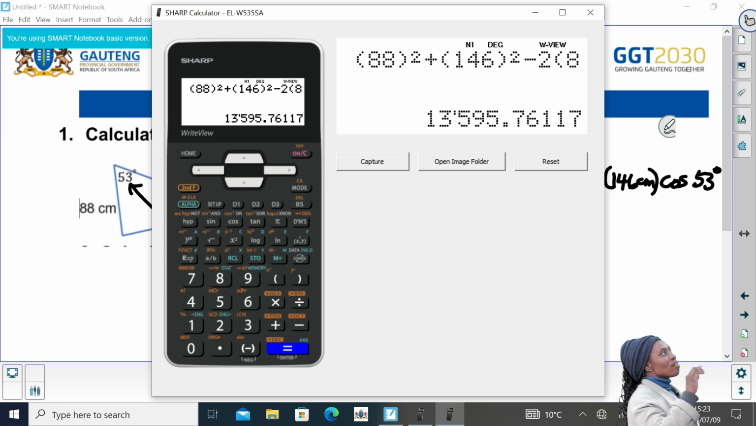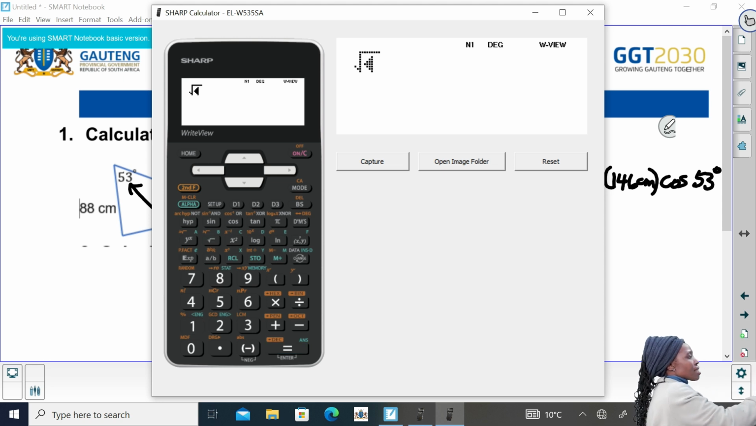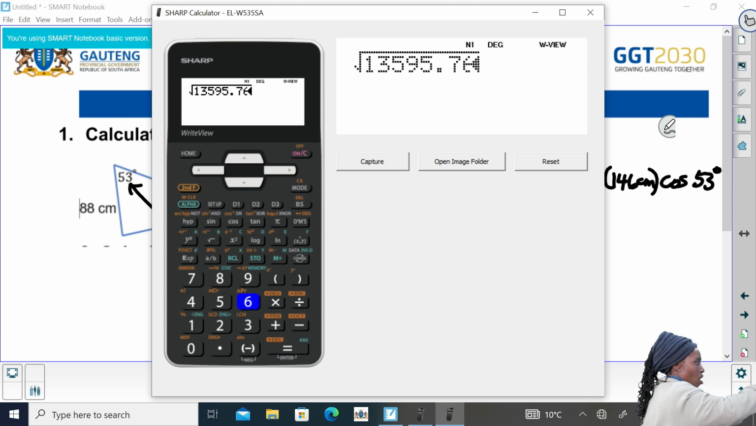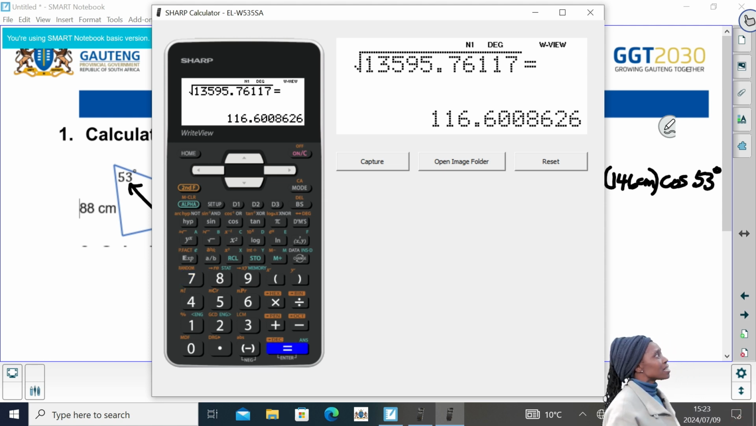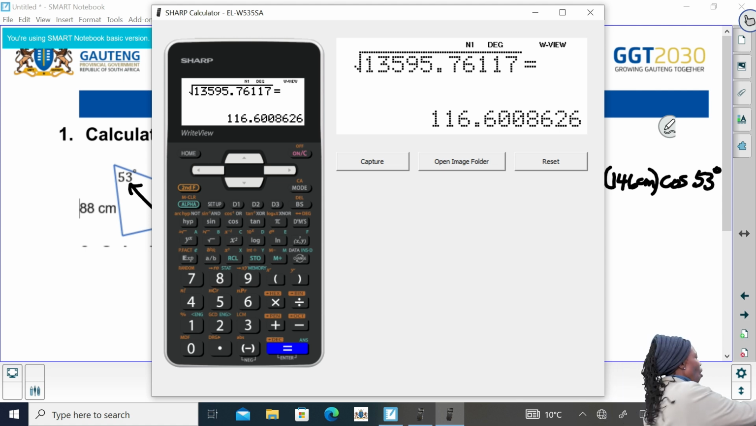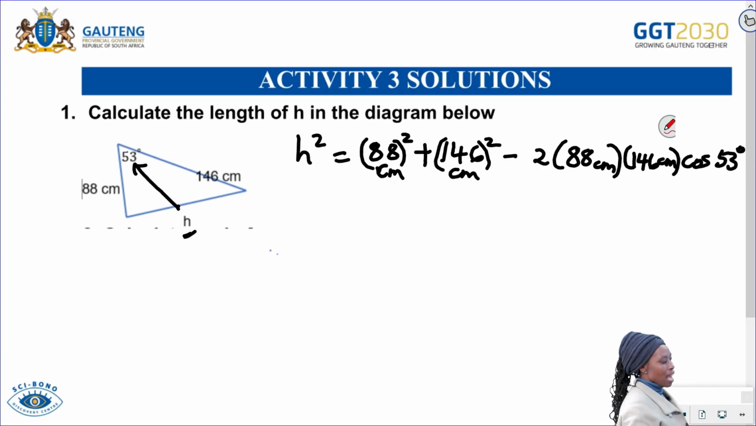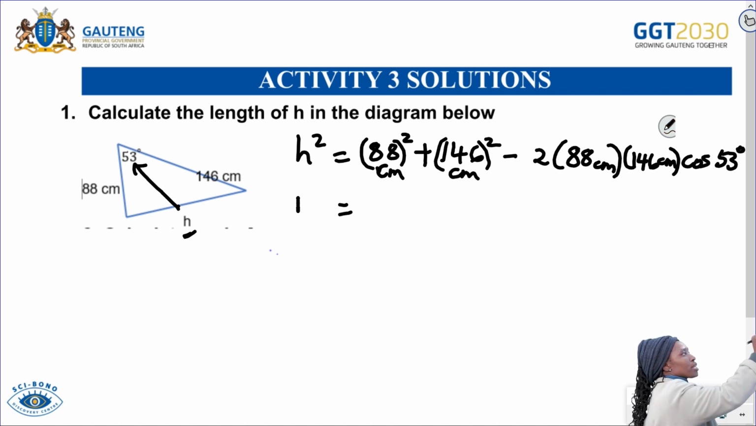What do I do? I find the square root, removing the square by its inverse, the root. So I will say square root of 13,595.76117, and it gives me 116.6, which is the value of side H. They didn't say how many decimal places I must write it to, so it's 116.6.